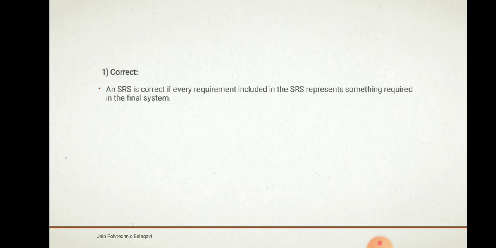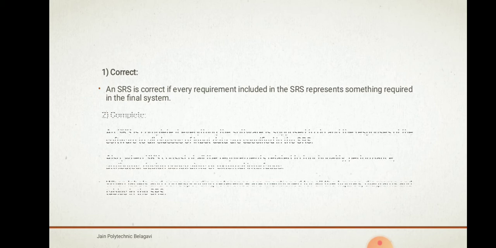So let us see the characteristics of SRS one by one. The first one is correct. An SRS is correct if every requirement included in the SRS represents something required in the final system. The document should always be correct. It is correct only if every requirement is included in the SRS, not leaving out anything that is required in the final system.